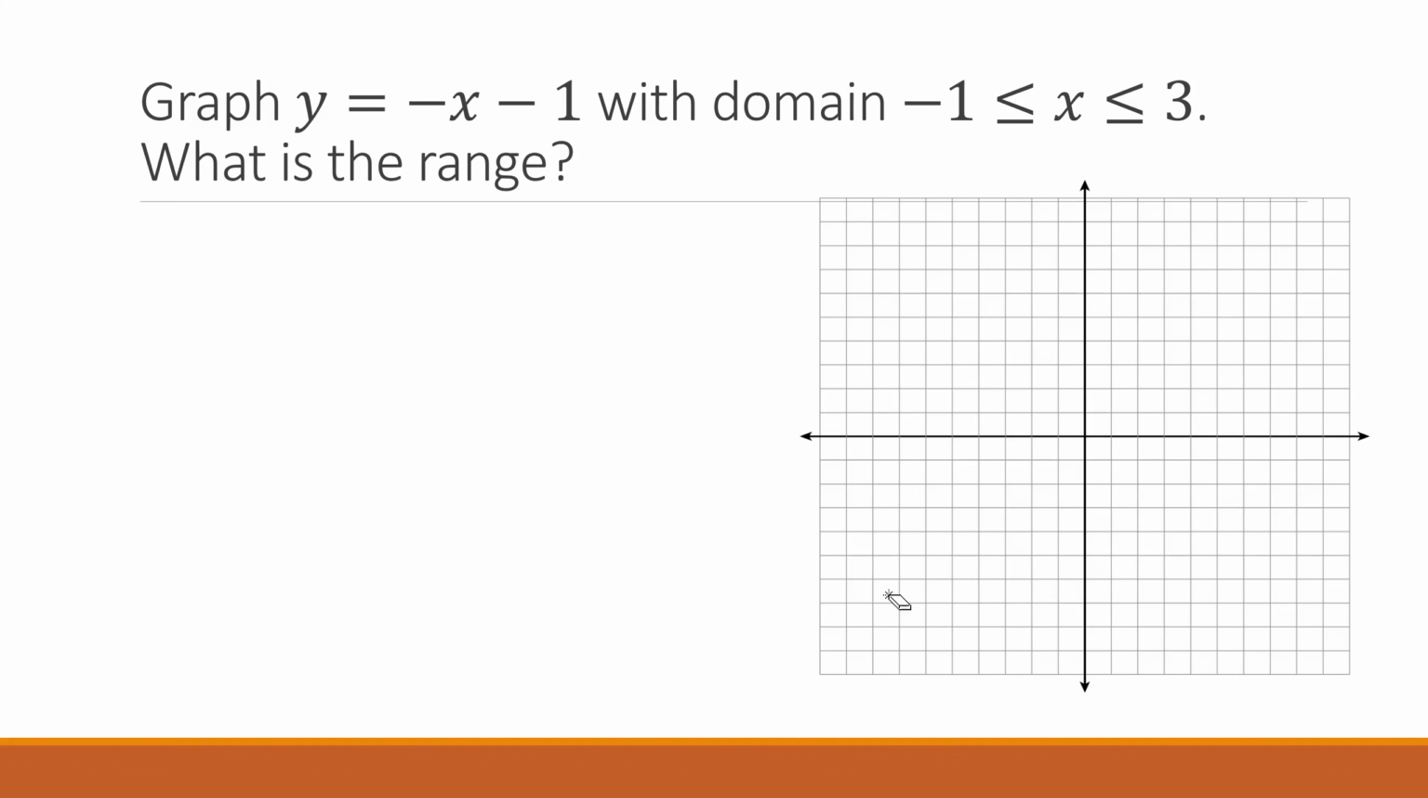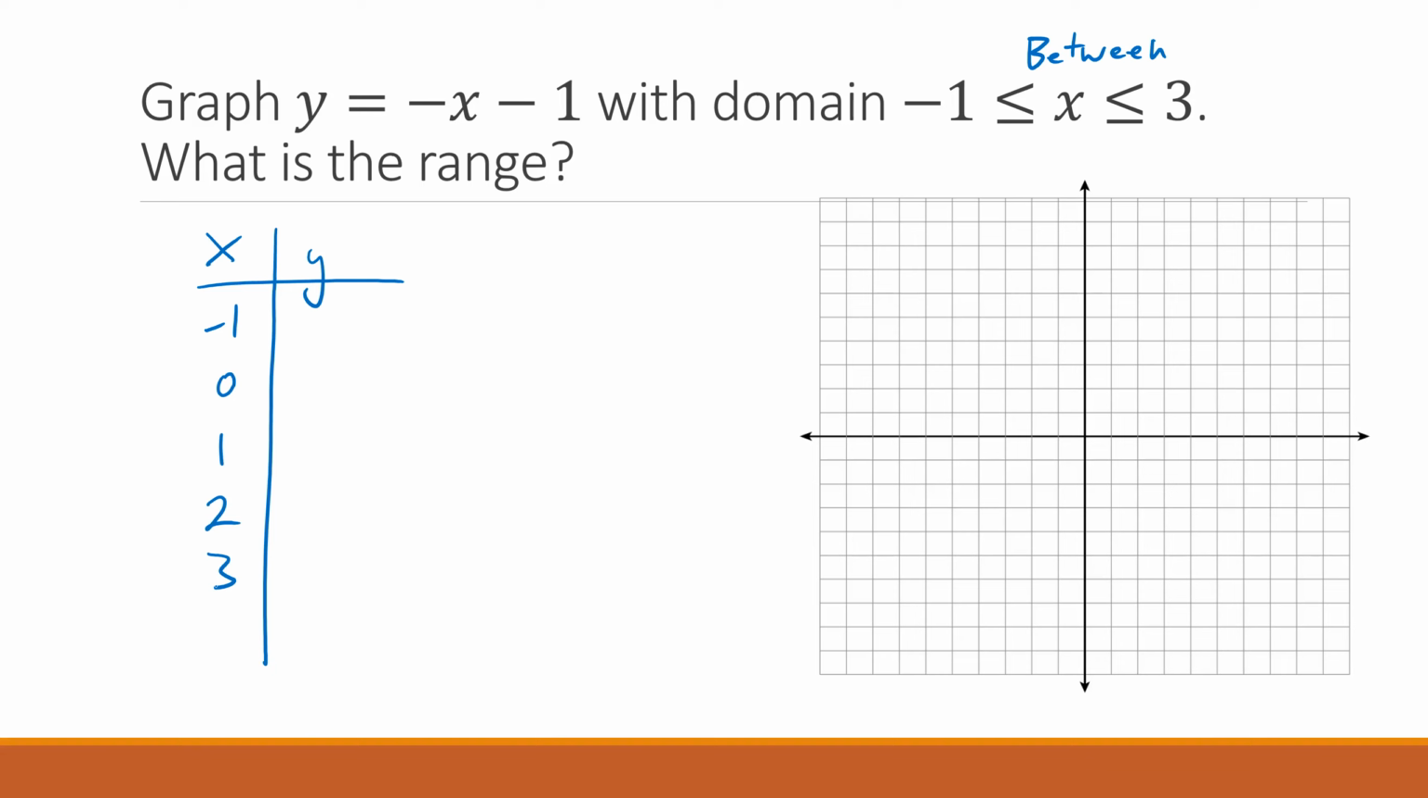Graph y equals -x minus 1 with domain -1 less than or equal to x less than or equal to 3. Look at what's happening here. They're telling me that x has to be bigger than -1, but smaller than 3. So when I construct my table, I'm only going to be plugging in values that are between -1 and 3. So let's just do -1, 0, 1, 2, and 3. We'll just do all of those.